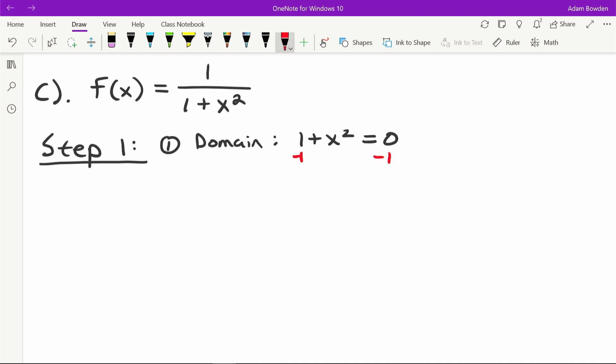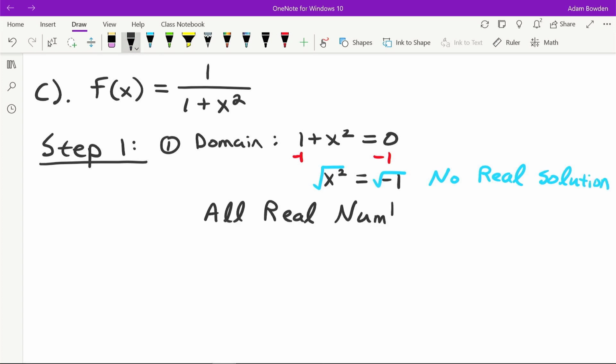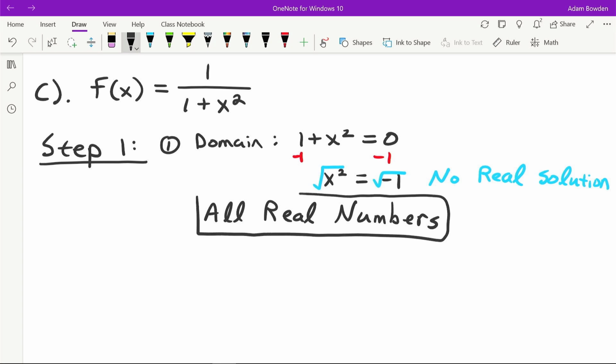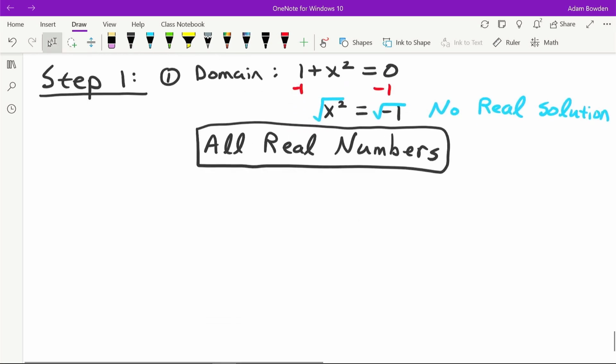But in this case, if we tried to solve that by subtracting the 1 over, we would be forced to try to take the square root. That's not possible in the case of real numbers. So there's no real solution to this instance here, which means that the domain is all real numbers. We could also consider that there's no way of getting a number for x and making the denominator 0, at least with real numbers, because if I plug a number for x in, it just gets squared and then added with 1. And there's no way to make that into a 0.